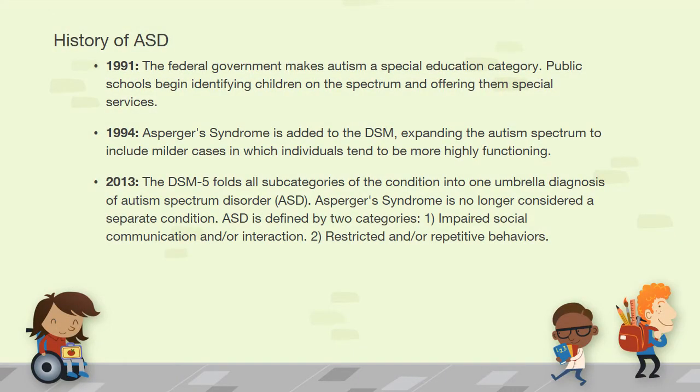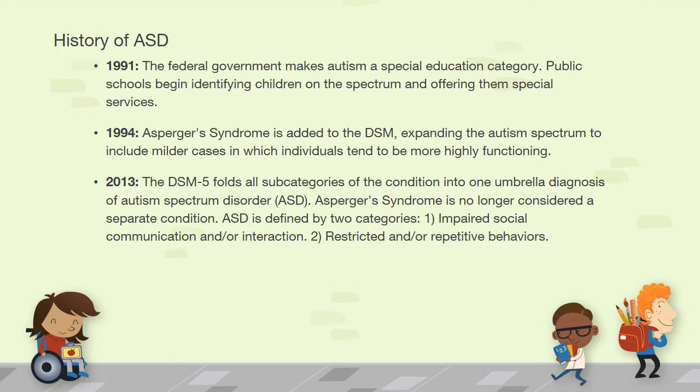Finally, in 1991, the federal government created a special education disability category specific to autism. In 1994, Asperger's syndrome was added to the DSM, which would widen the spectrum for students with autism, because in 2013, the DSM-5, which then was the most updated version, folded Asperger's syndrome into the ASD diagnosis. The DSM-5 defines ASD by 2 categories: impaired social communication and/or interaction, and restricted and/or repetitive behaviors.